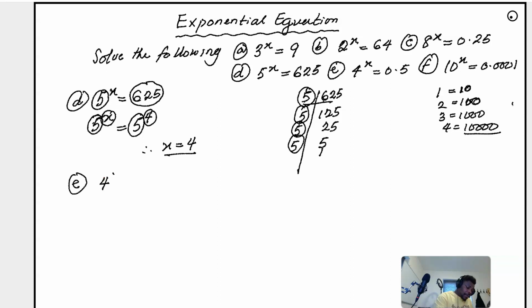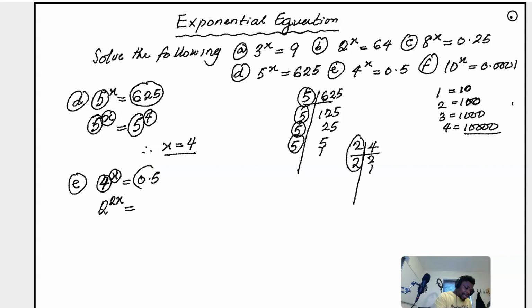Question E. 4 raised to power x is equal to 0.5. Is 4 in its simplest form? No, because for it to be in its simplest form, it is 1 and 4 that should be able to divide. But here 2 can go in 4, so 4 is not in its simplest form. So that means something can go in 4. Let's see. 2 here, 2, 2 here, 1. So 2 multiplied by itself twice gives us 4. So this 4 is same thing as 2 raised to power 2, right? And you have x here, so x is here.